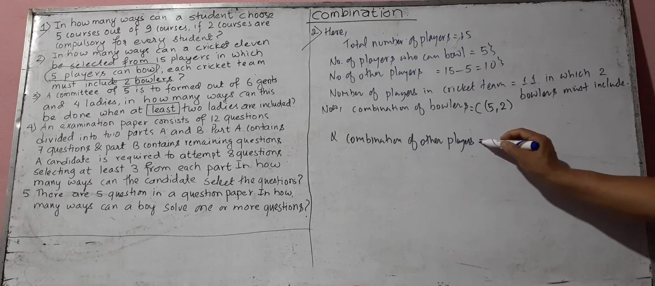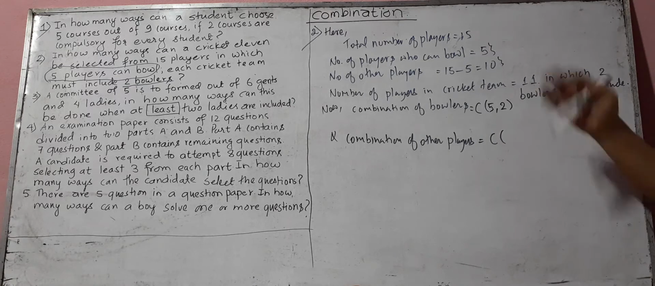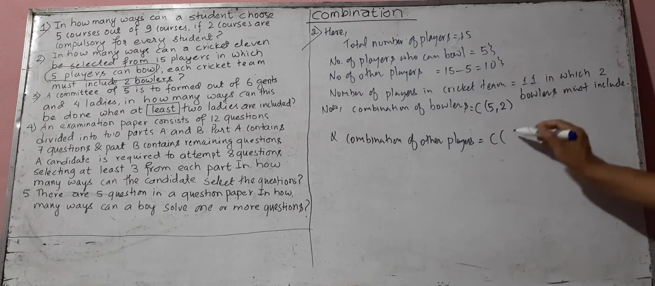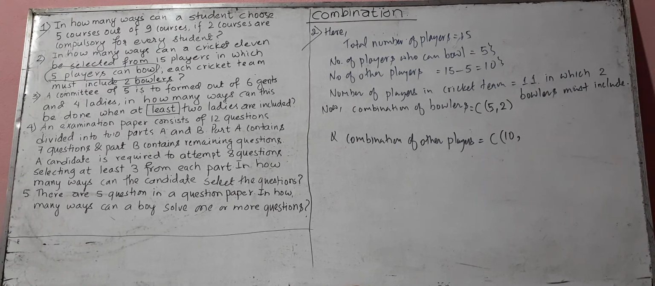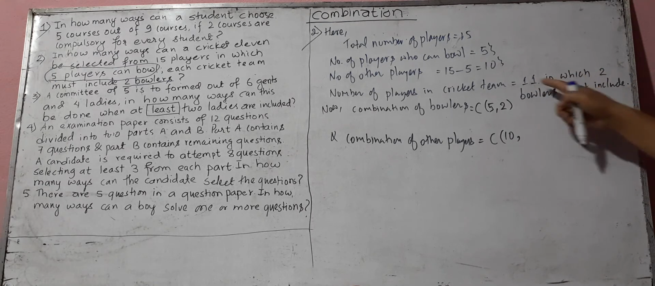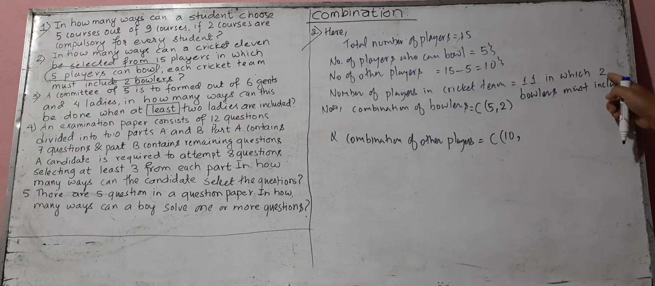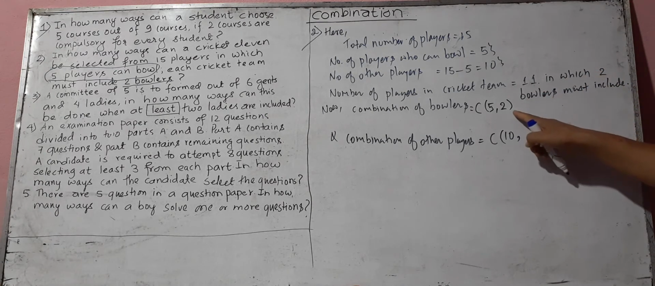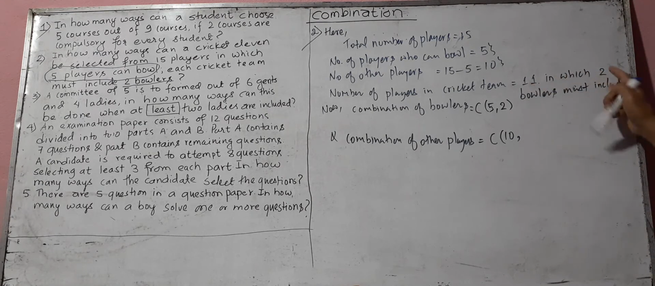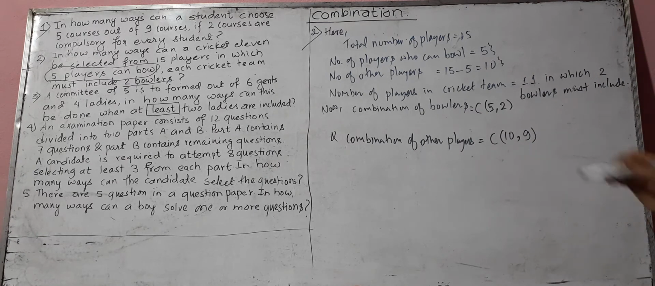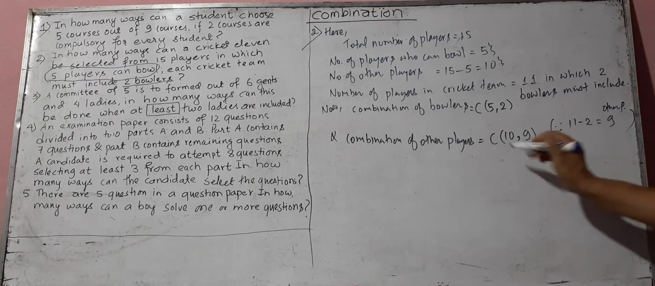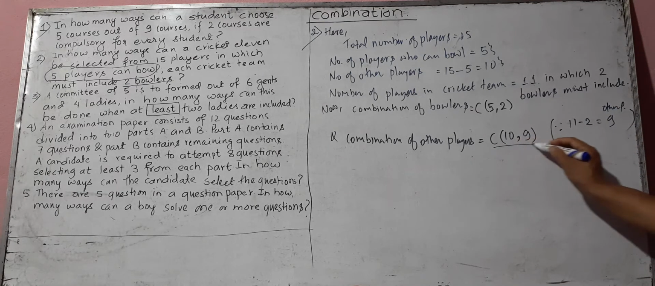So look here, it is a combination of other players, the remaining players. Total is 10. We have to select from 10, and out of 11 players, 2 are already selected as bowlers. So we are left with 11 minus 2 is 9, since 11 minus 2 equals 9 players. This is the combination of the other players.